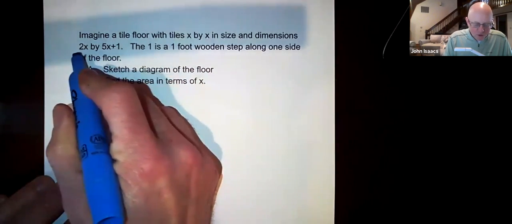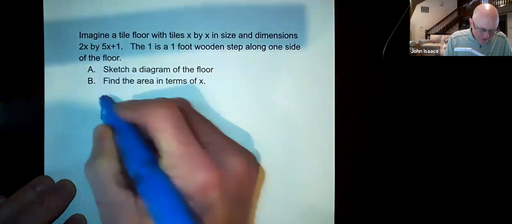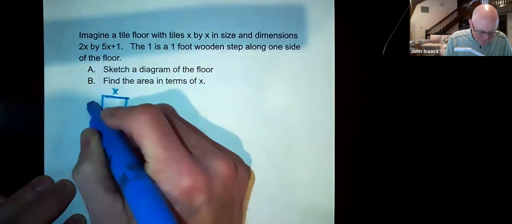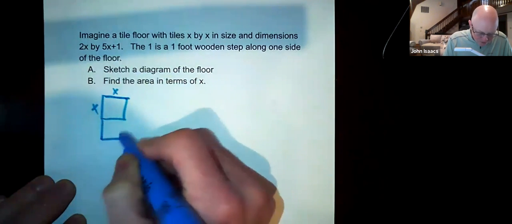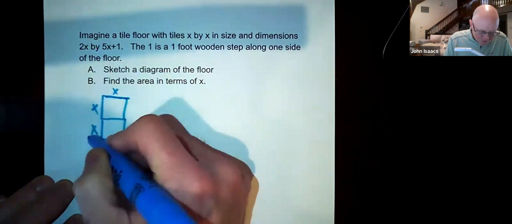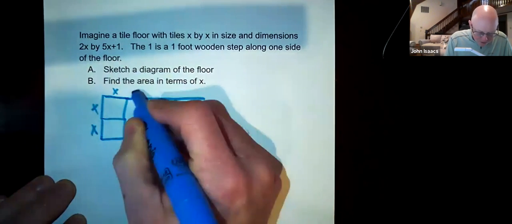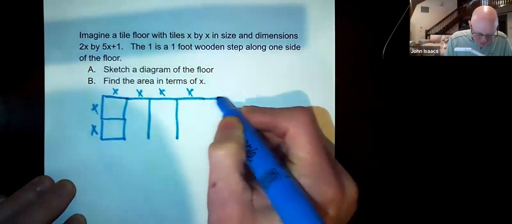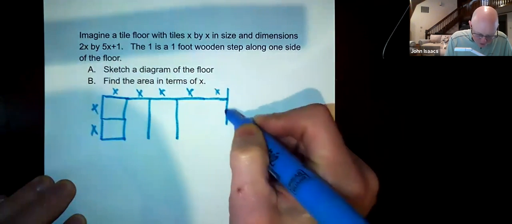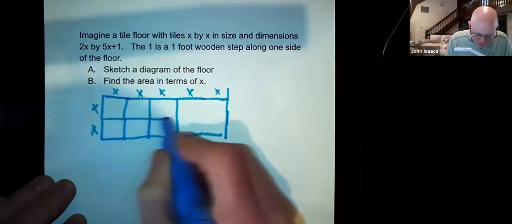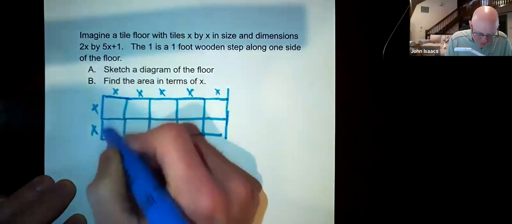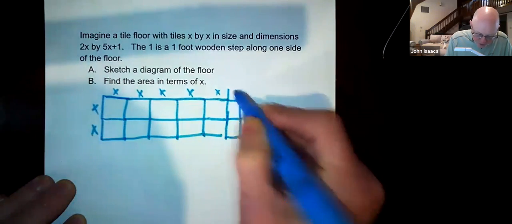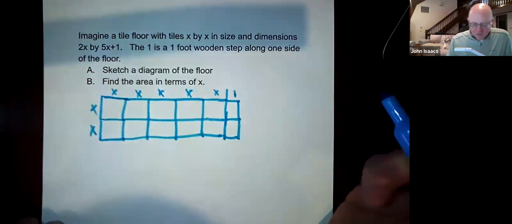So 2x by 5x, so let's see, if we have an x by x tile, there's an x by x tile. So if we had 2x, that'd be 2x in this direction. And then 5x, that'd be x, that'd be x, that'd be x. Need another one, that'd be x. So here we have 5x by 2x, and then we'll have a 1 over here. So it's just a 1. So that's a sketch of the floor.